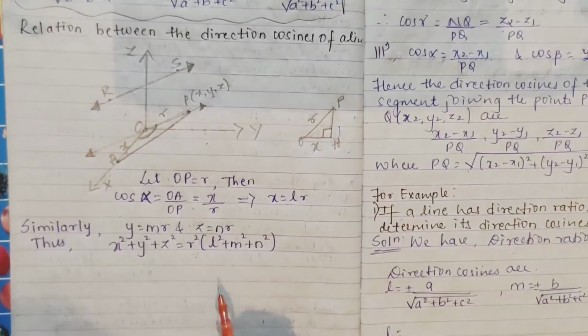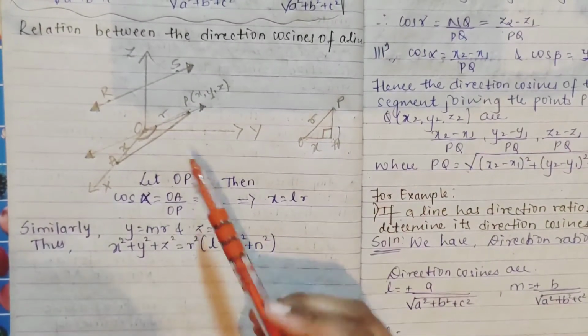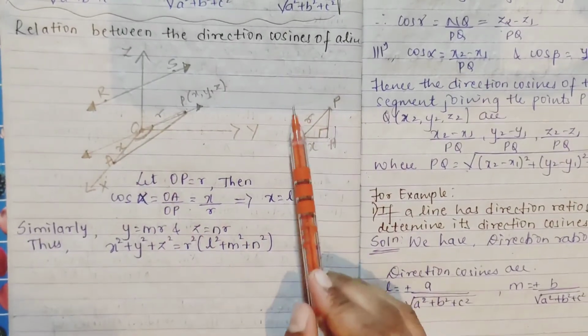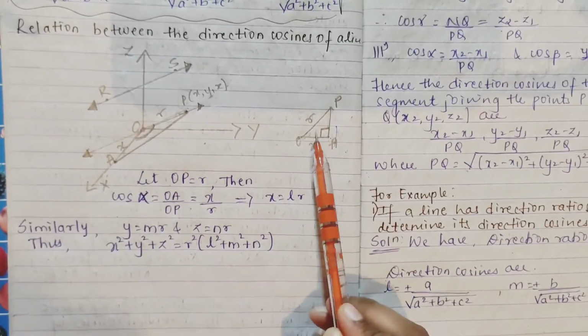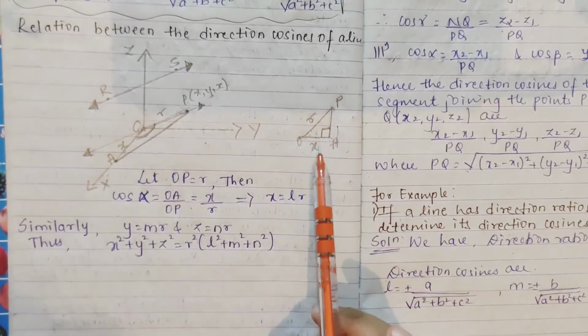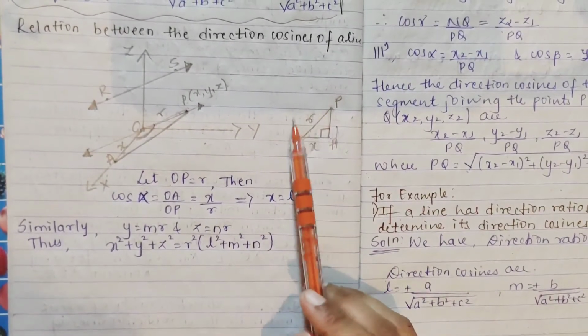After writing that sentence, write: let OP be equal to R, we have taken it, right? Let OP be R, then your cos alpha becomes what? Cos alpha of your right angle triangle becomes base by hypotenuse, right? Your cos theta is what? Base by hypotenuse, and your base is what? Your x divided by R.